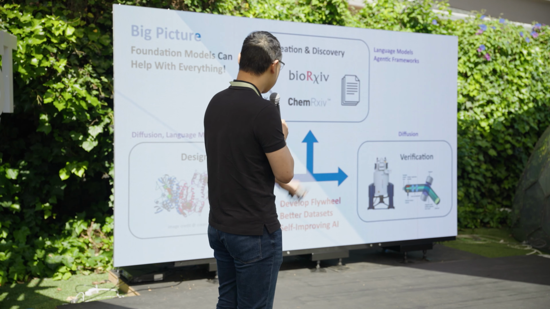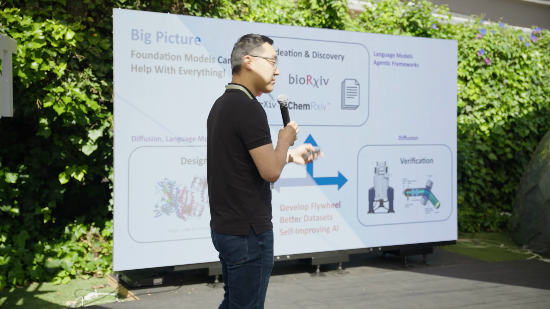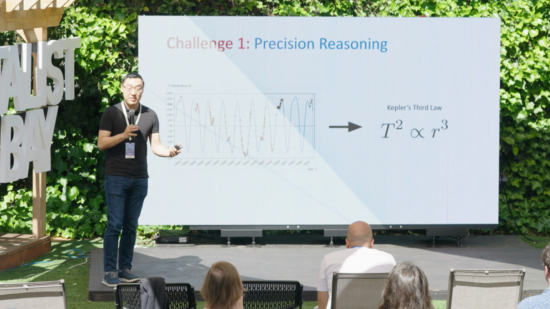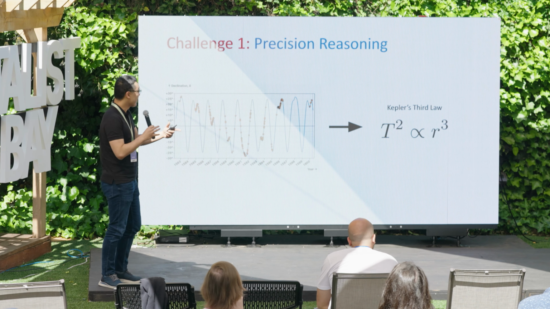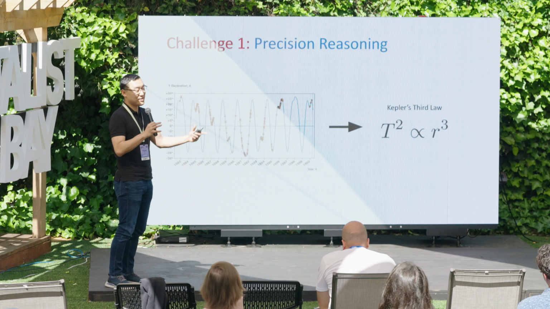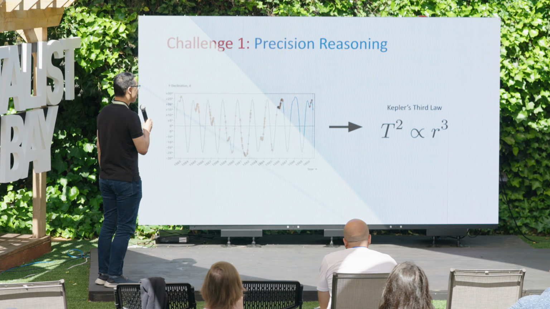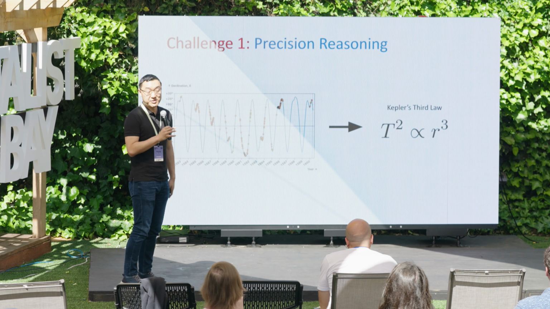Sam talked a lot about many of these. I want to take the time, because I'm an academic, to talk about some of the challenges that remain if you want to use foundation models for things. If everyone thinks we can use foundation models for X, Y, Z, it'll be amazing. It can be amazing, but I want to tell you about some of the roadblocks. The first one is precision reasoning.